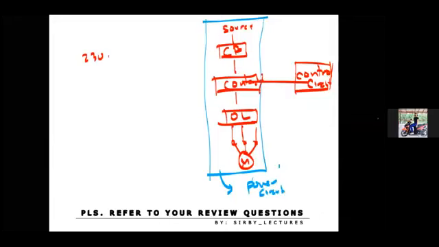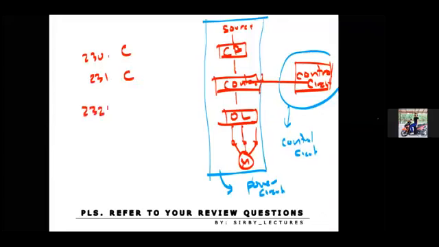Okay, and the other one right here, that's what they call control circuit. So therefore, number 230, this is letter C, and for 231, okay, it's a part of motor circuit where it contains control devices. This is letter C. Number 232, it is defined as the brief closure of a motor circuit to energize a motor for a short period of time.